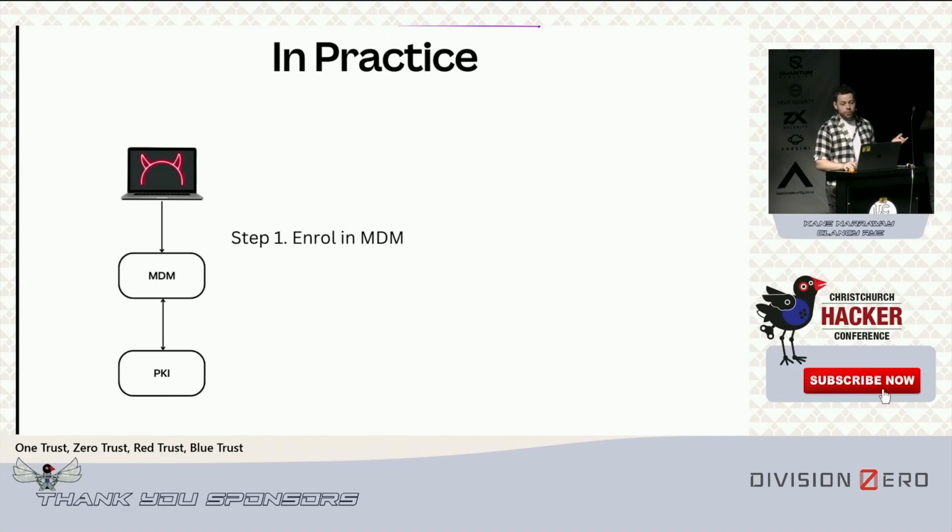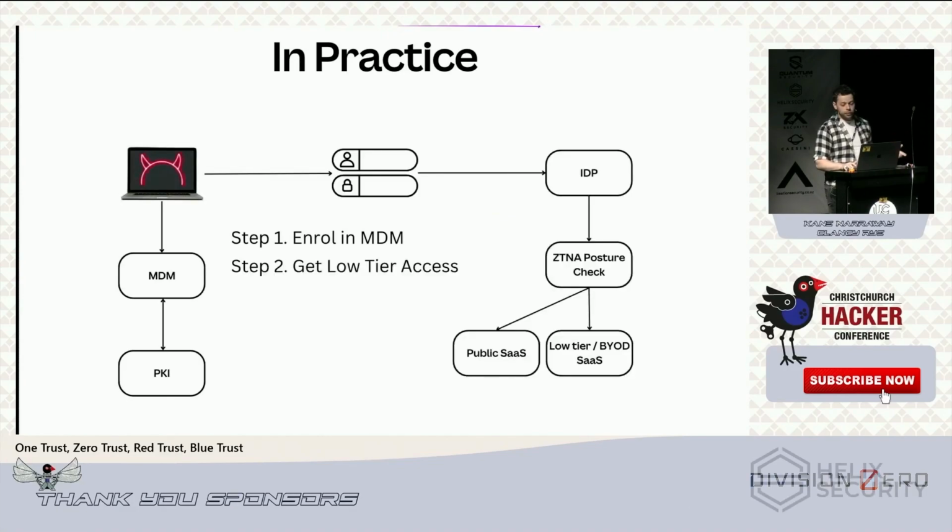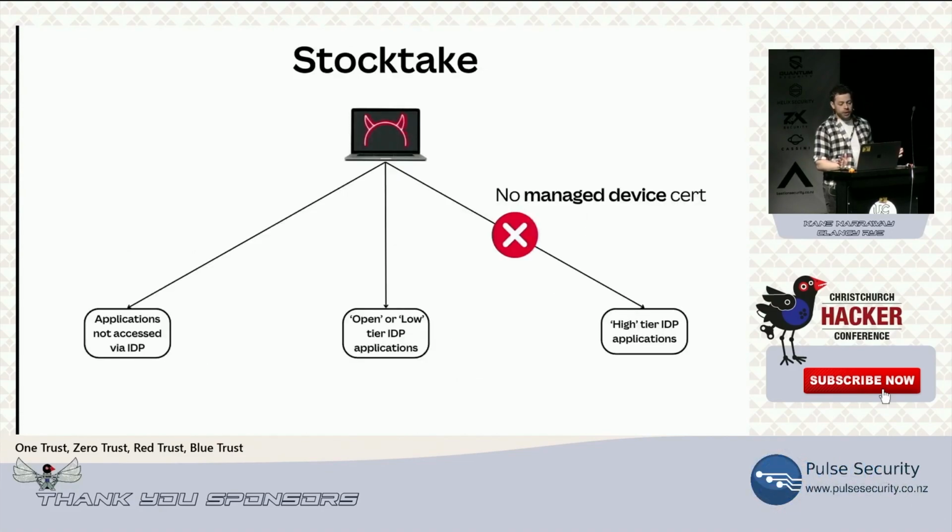This is going to push down a BYOD certificate to our device, which then expands our level of access from the open tier to the low tier, or anything, that is, anything requiring credentials, MFA, and a BYOD device certificate. So to do a little bit of a quick stock take, in theory, we should have access to applications that are either outside of the walled garden or in the open or low tier.